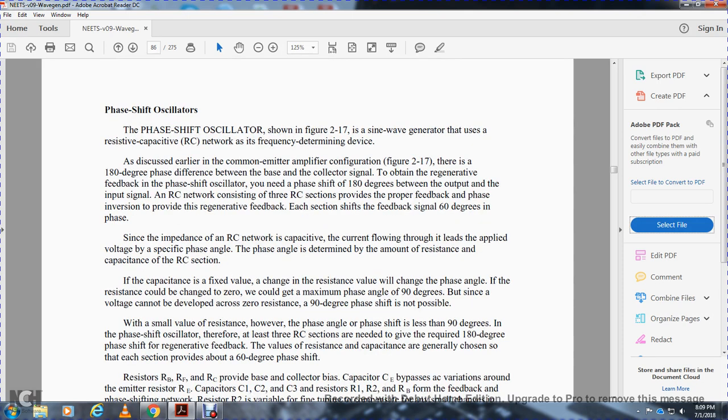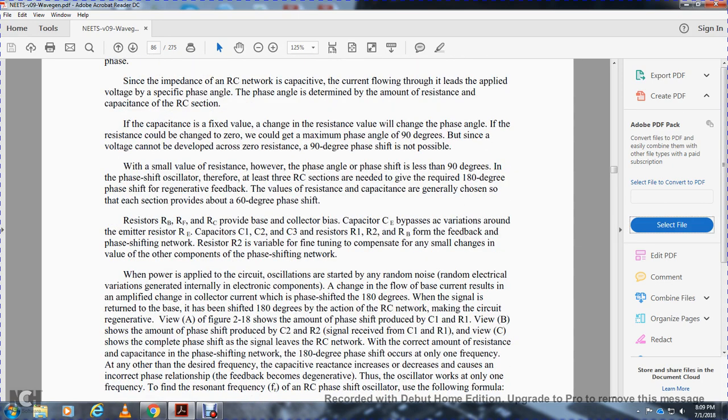Since this is an impedance, the RC path carries current through the leads with the voltage at a specific phase angle. The phase angle is determined by the amount of resistance and capacitance in the RC section. If the capacitance is a fixed value, the resistance value will change the phase angle. If the resistance could be reduced to 0, we could get a maximum phase angle of 90 degrees. But since no voltage could be developed across zero resistance, a 90 degree phase shift is not possible. With a small value of resistance, however, the phase angle is less than 90 degrees. Therefore, three RC sections are needed to give the required 180 degree phase shift of the regenerative feedback. The values of resistance and capacitance are generally chosen so that each section provides a 60 degree phase shift.